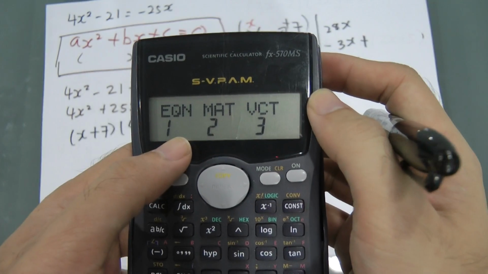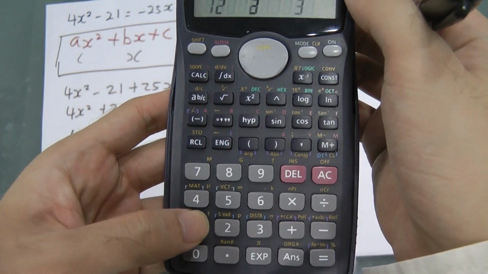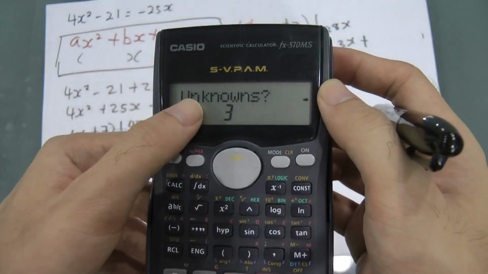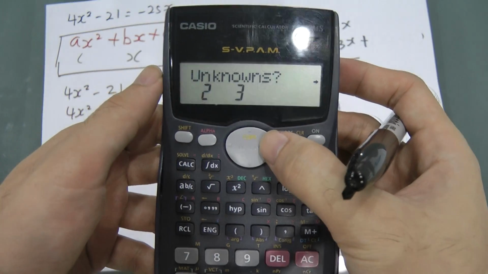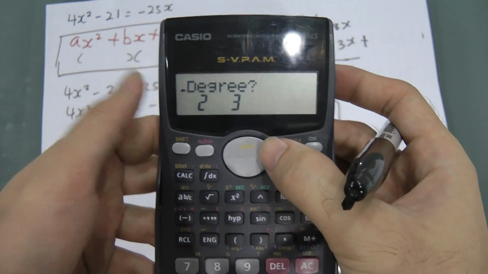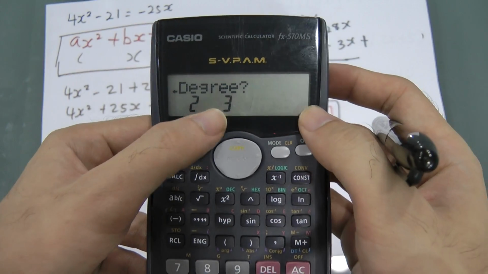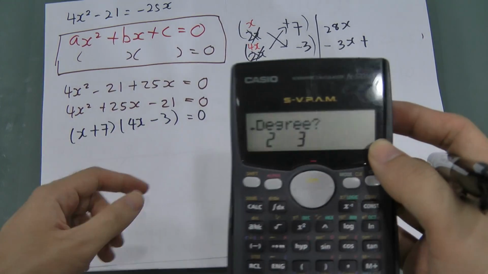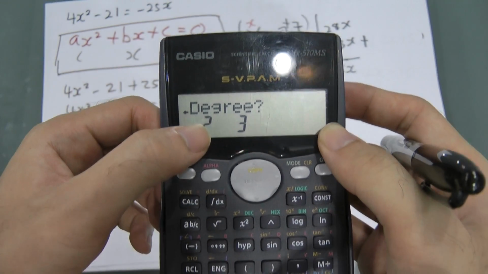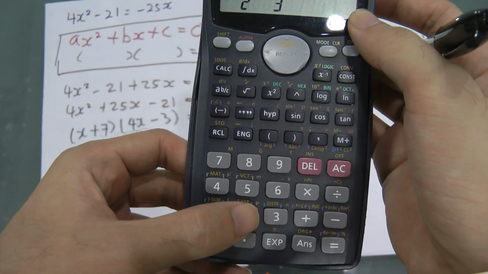EQN is what? 1. And then you come down here, you press 1. And then here you got unknown. This is not what you want. What you want is degree. So you press next. Next. Do you see degree? When you see degree, you have a look here. Your degree maximum power is 2. So here, for degree, you have to choose 2. So you go down here, you press 2.